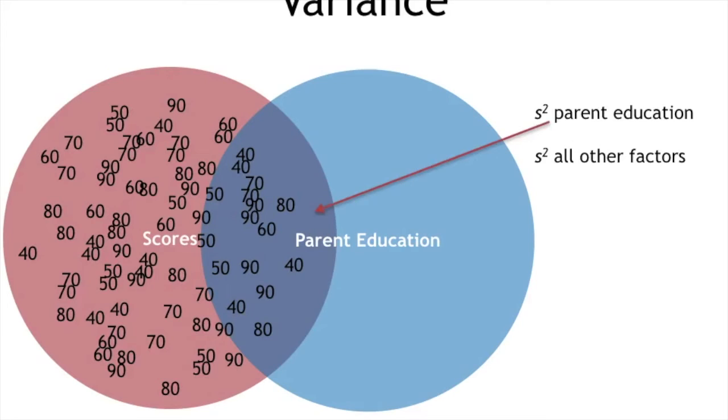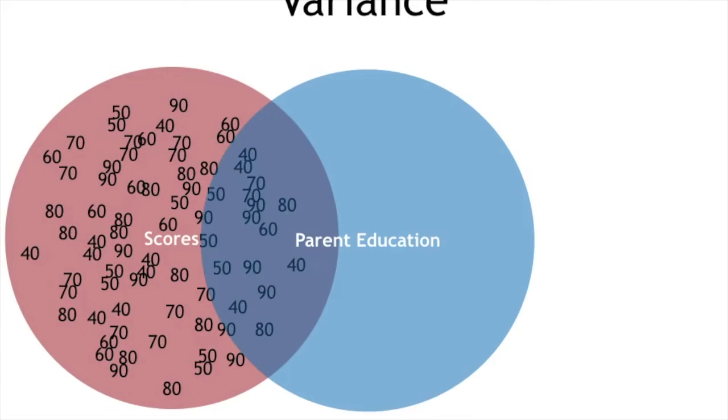So this overlap represents the variance that's accounted for with parent education. The rest of the variance is accounted for by other factors. I can actually find the percentage of the variance that's explained or accounted for or related to parent education. All I do is square the correlation. The pink circle represents the area of all the variance in the scores. The whole circle is 100%.